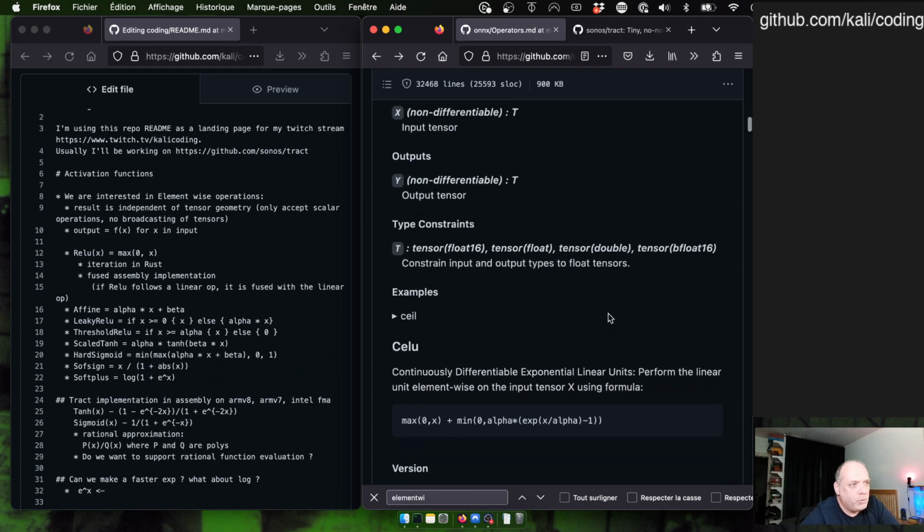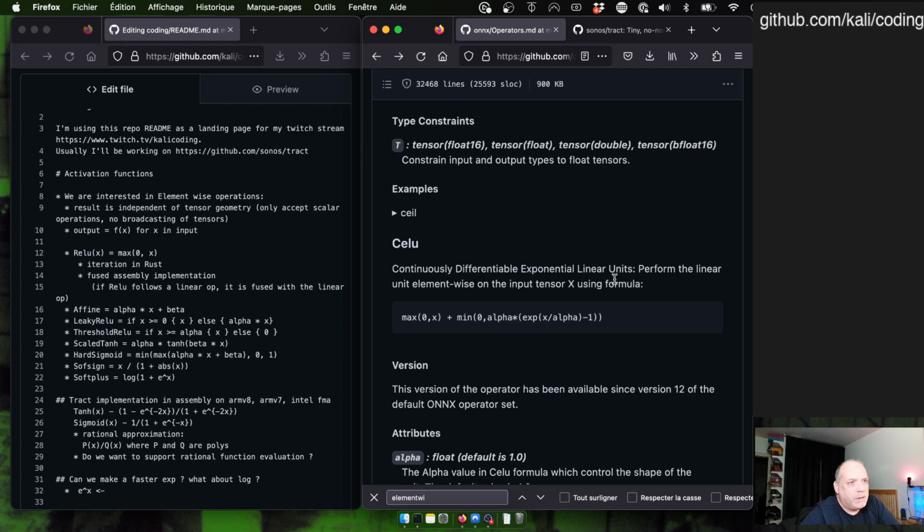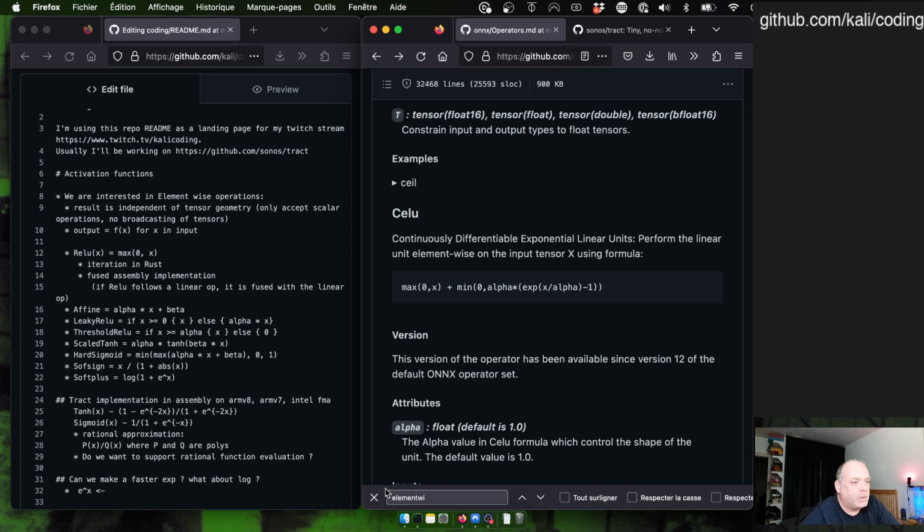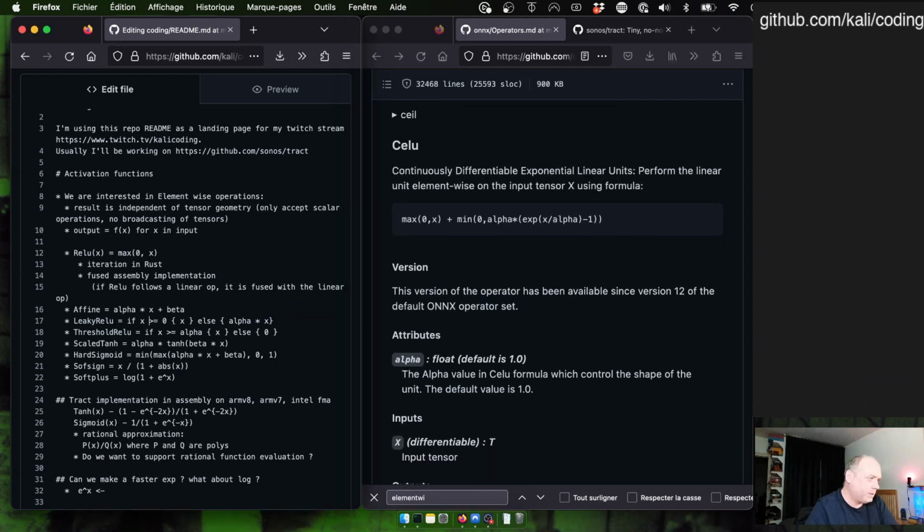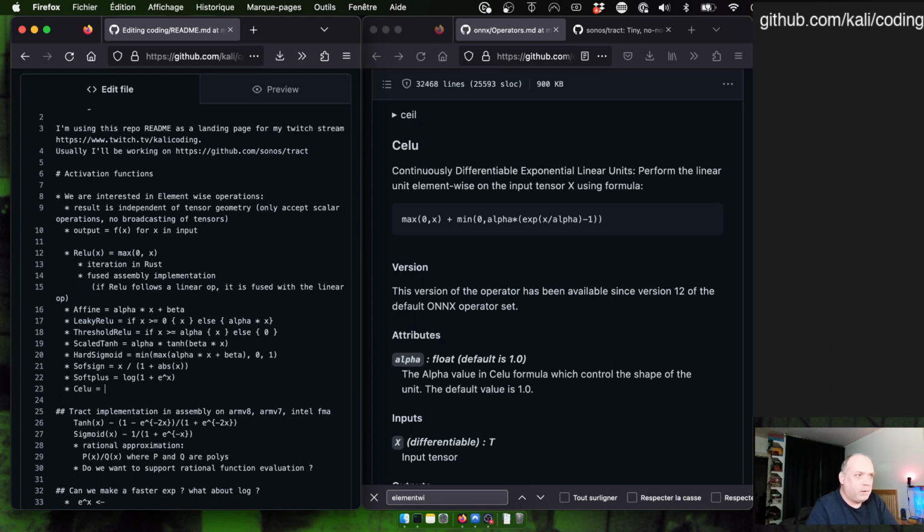I saw something called CELU, continuously differentiable exponential linear unit, which performs the linear unit element-wise on the input tensor x using the formula. So we have an exponentiation here. That one is tricky. Okay, let's add it to the mix. CELU is max of 0 and x, plus min of 0 and alpha times exp of x over alpha minus 1. Yeah, okay, it's good. This thing is starting to be a bit of a bother.